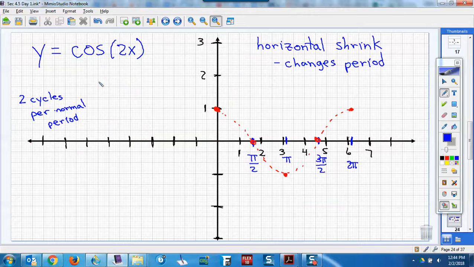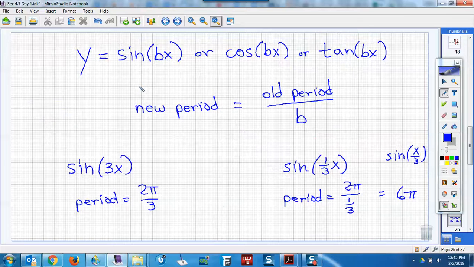Okay, so let's talk. You don't need to write this part down here. But I already showed you on Desmos what happens here. It's going to shrink it and change the period. This says there's 2 cycles per normal period. So that was what we were already talking about. I'm going to show you what to do with this problem though. And then we'll do one together.